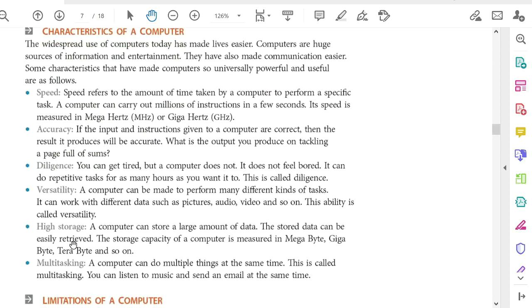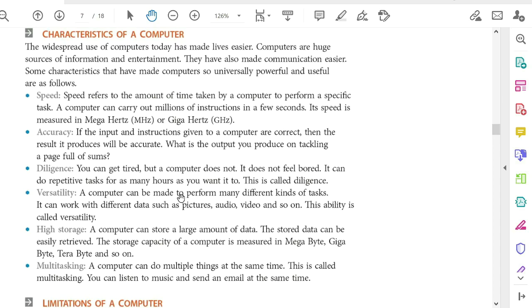These all characteristics are very important. You have to go through each of these characteristics: speed, accuracy, diligence, versatility, high storage and multitasking. What are these? What are the measuring unit to measure the speed of a computer? Which unit we will use to measure the storage capacity of computer? Here all are written, so you must read all these characteristics.